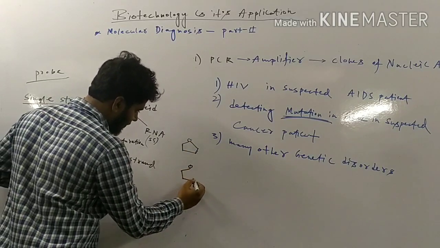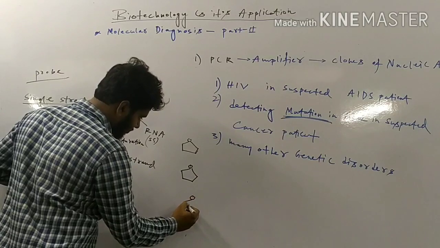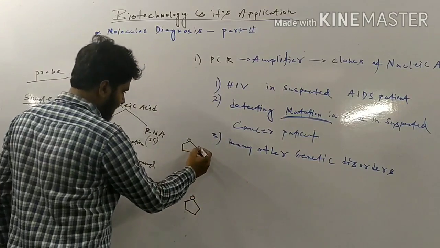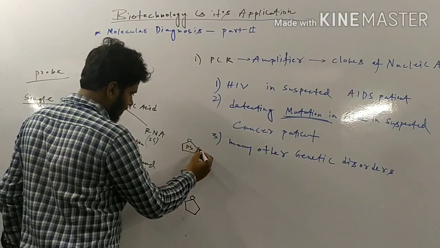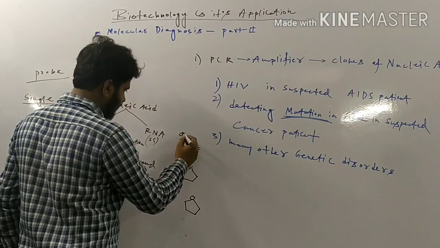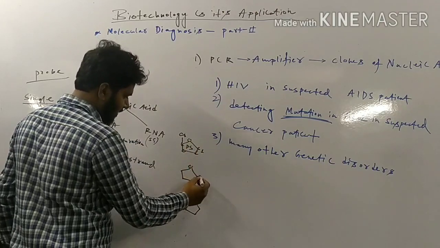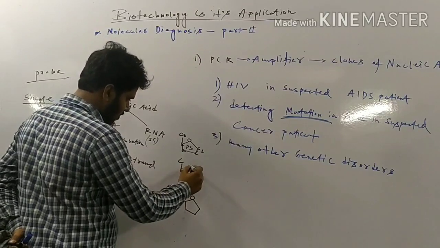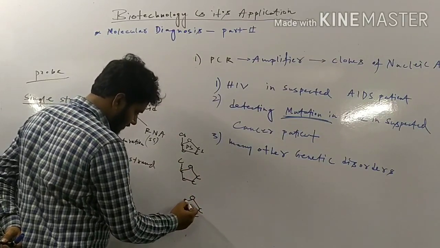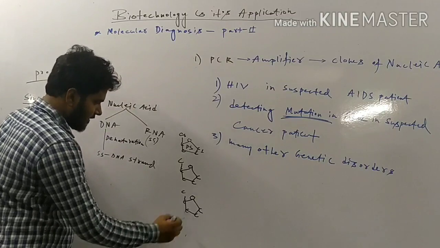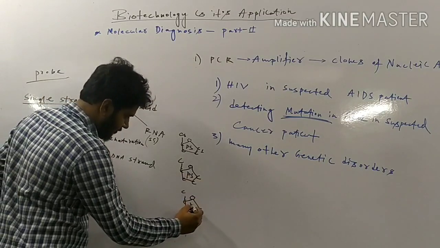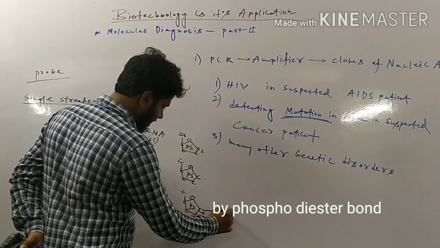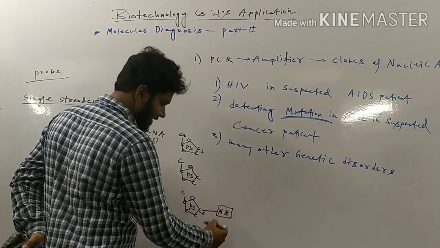This is one pentose sugar. This is another pentose sugar. So what was there? This is a pentose sugar, with carbon, carbon, carbon, carbon, and also one carbon, C5. This is C1. There is also one carbon. This is oxygen. These are pentose sugars, and at the number one carbon, a nitrogen base is present.